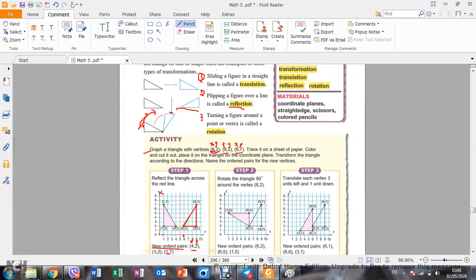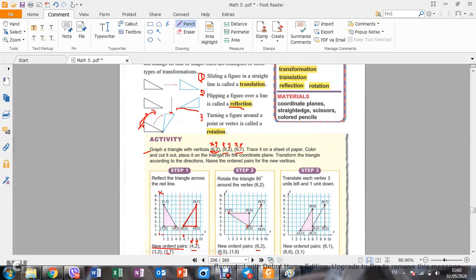Okay, again we do it around one point. This point doesn't change. The first point, that's the vertex, it doesn't change, and only the others change. Okay, we rotate it, and now the new pairs are these ones. So the last one is translate.